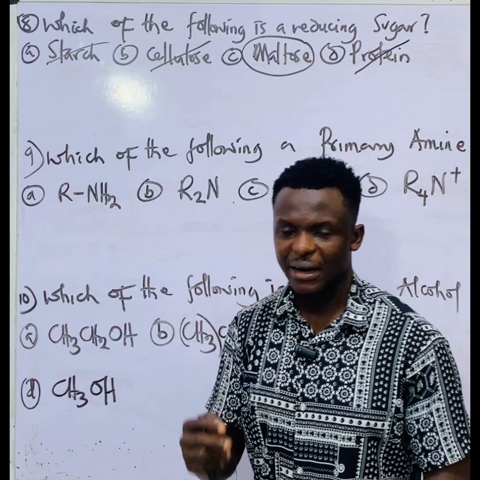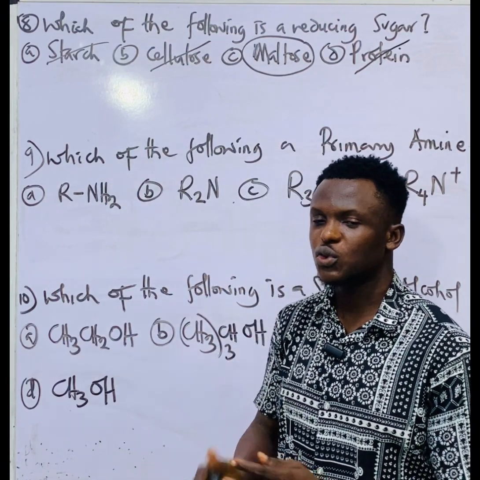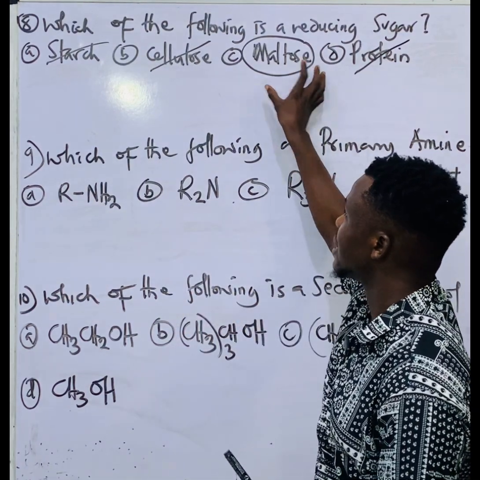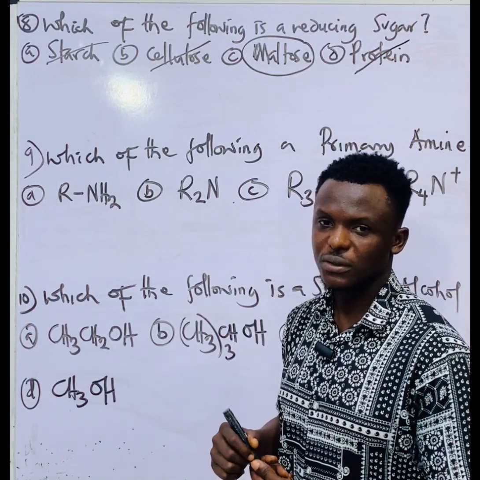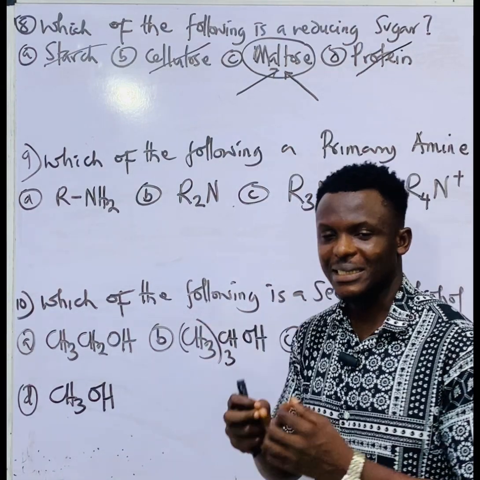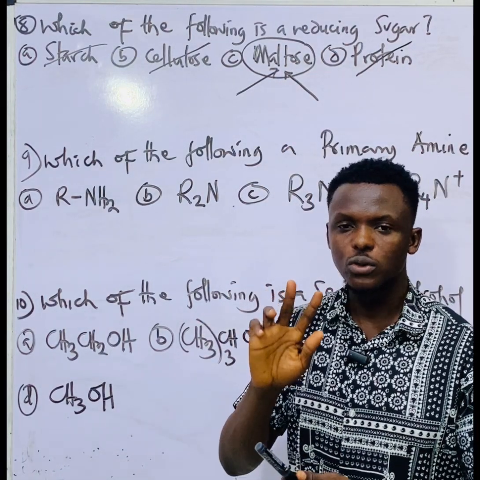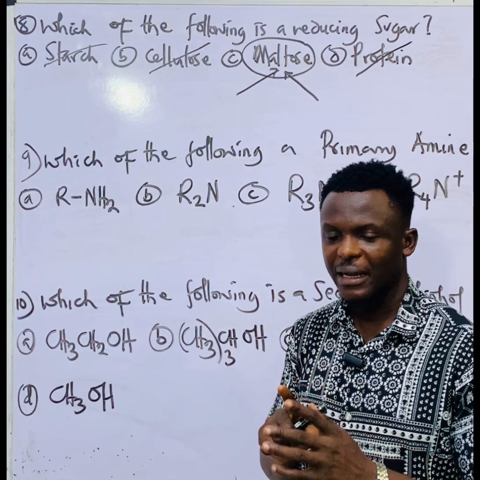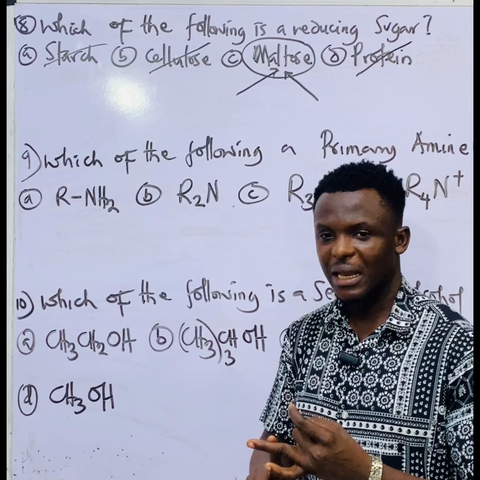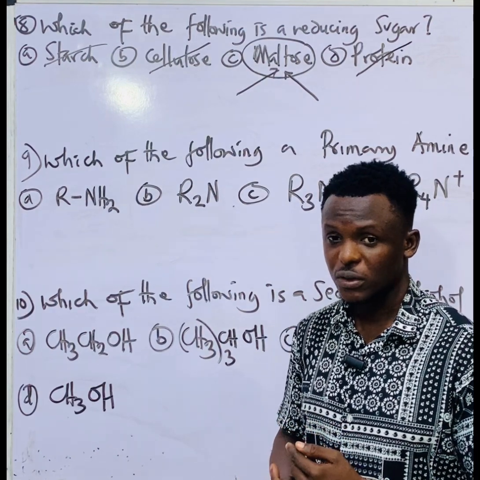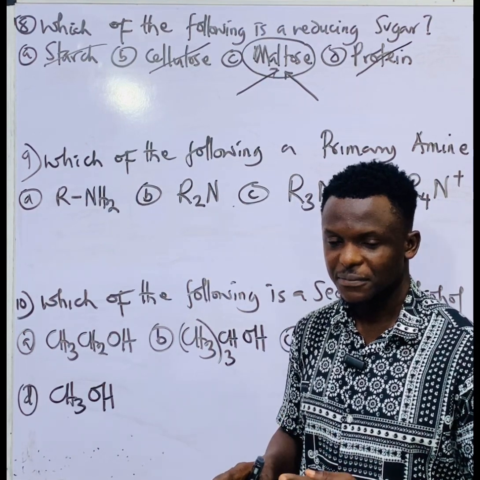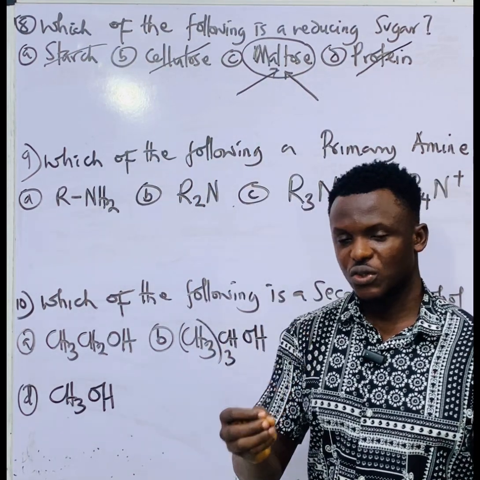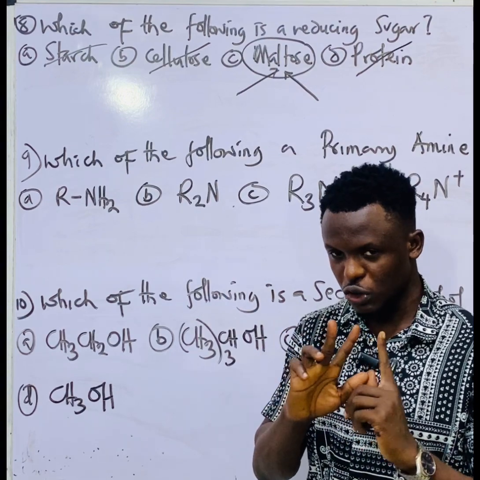Maltose is a disaccharide because it comprises of two sugar units. And in case you're wondering, what makes up maltose? Maltose is a disaccharide that contains two glucose units. So note this, all monosaccharides, glucose, galactose, they are monosaccharides. They are all reducing sugars. Maltose is also a reducing sugar because it contains two glucose units.